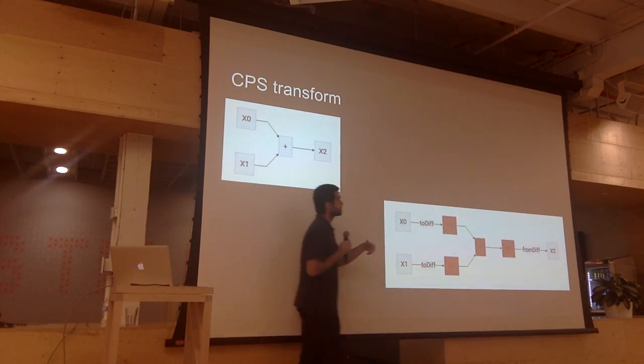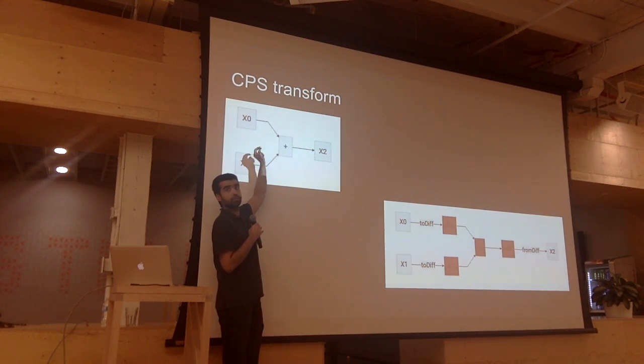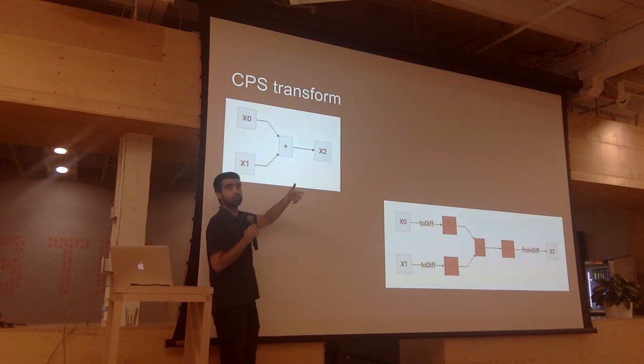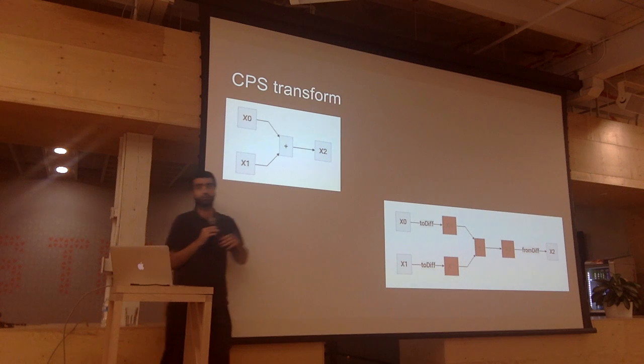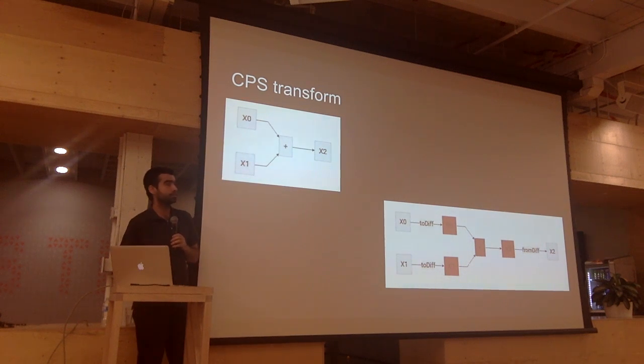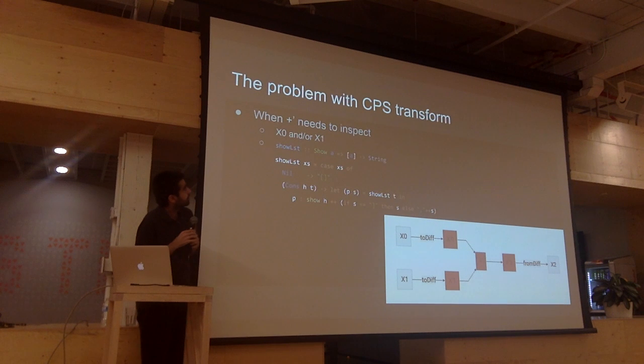But I've already put some caveats. You will get a saving only when this operation doesn't inspect its arguments. Once it starts inspecting its arguments, you will lose that saving that you just got. But you can still define that. You will still get some savings. Any other questions? Okay, so when this happens, you're kind of screwed here.